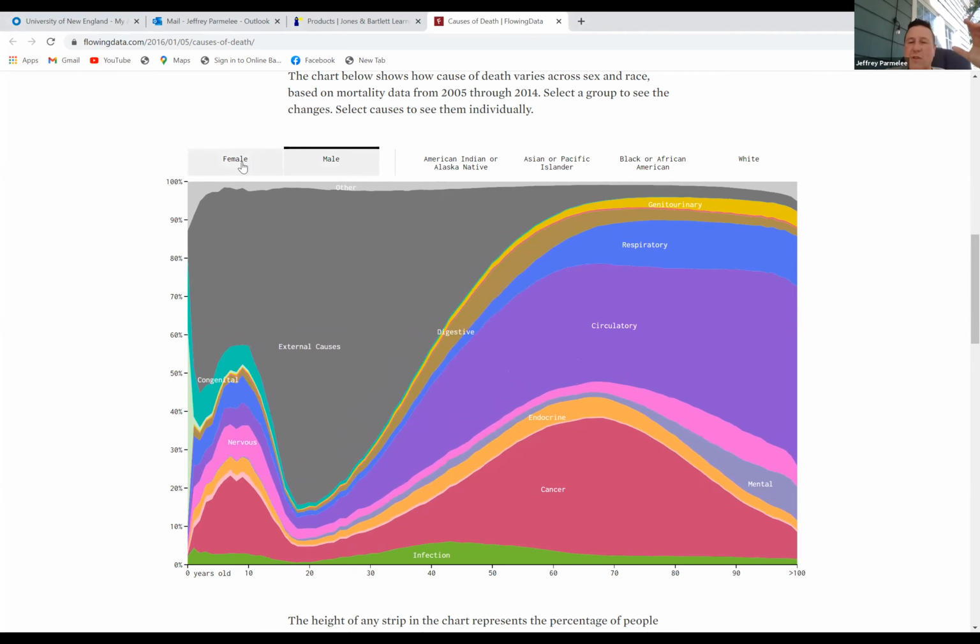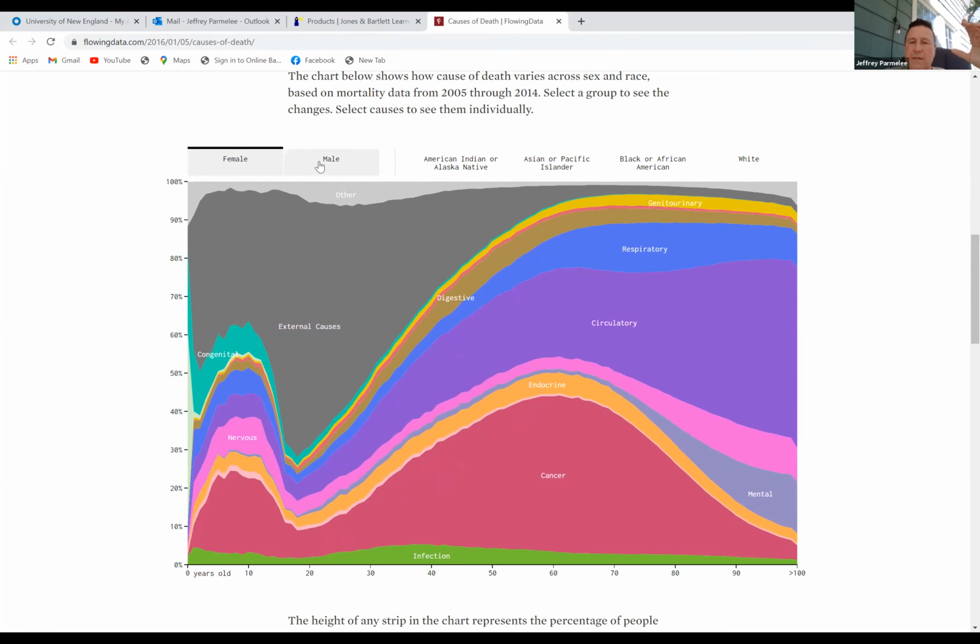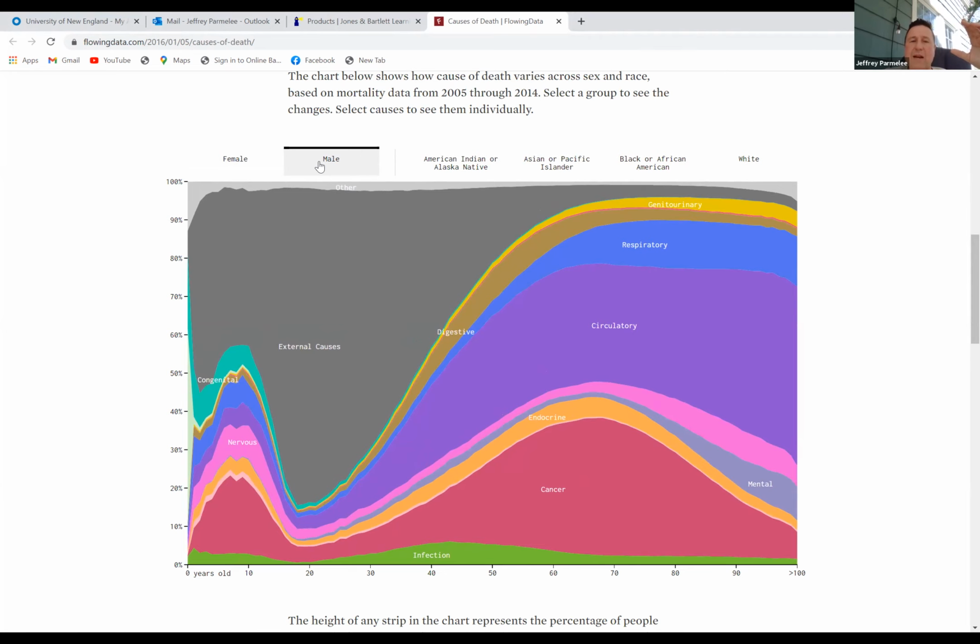Let's look at the circulatory, the purple. So there's female. Oh, I see. Yeah. So men are more likely to have heart attacks earlier, and it's true. And then it kind of catches up when you're past a certain age, past the 70s. Men and women are equally likely to die of a heart attack, but men have a greater risk early on.